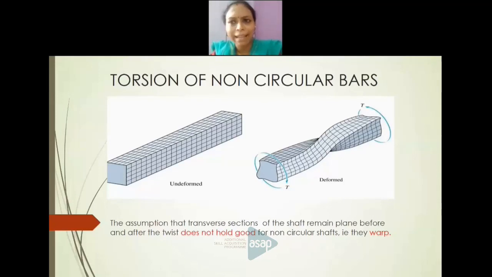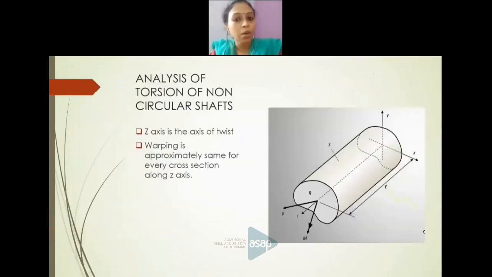Okay. So that is the interest of this session. That is what we are going to see in this session: we are going to discuss some methods to find out the shear stresses or the deformations in the case of non-circular bars. Okay, so this is the analysis of torsion of non-circular shafts.